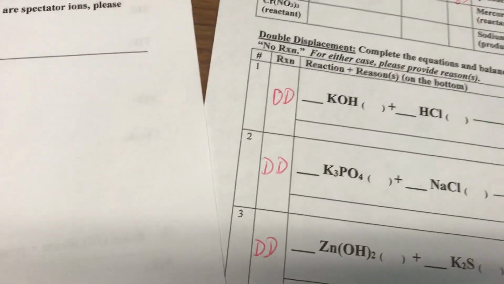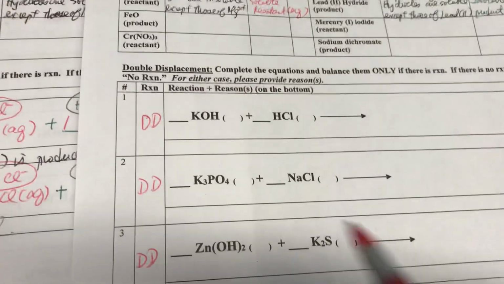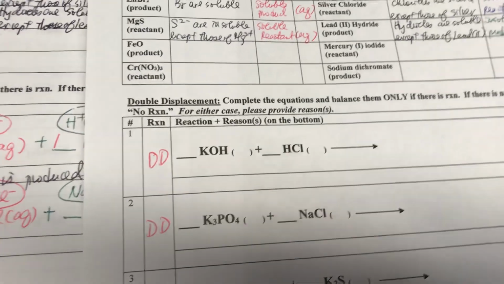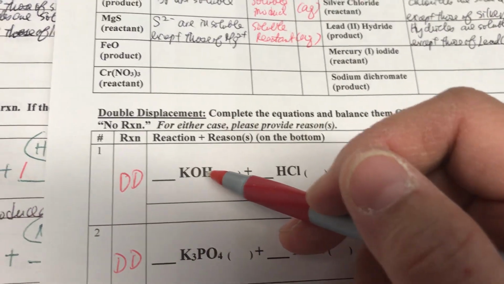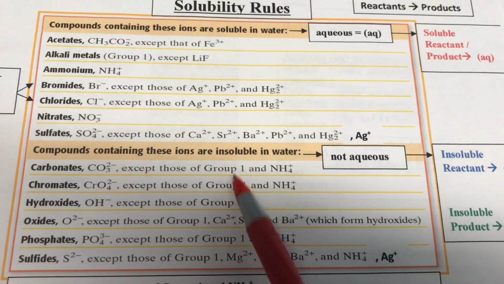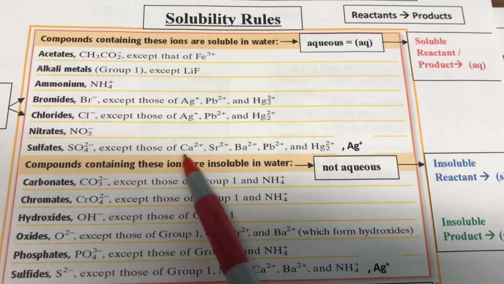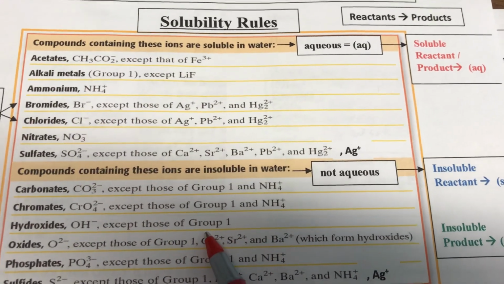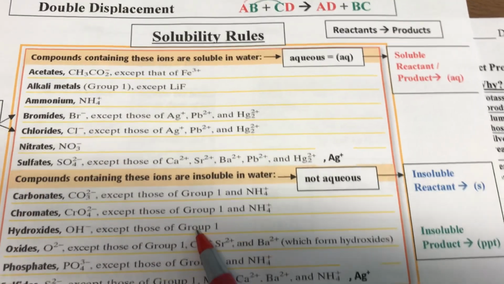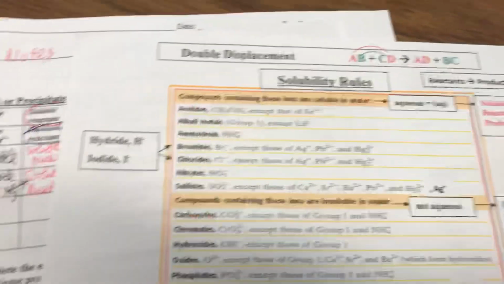Okay. Now I'm going to do number 1, 2, 3. First of all, you need to identify them. They are double displacement because they are solid and solid, they are compound and compound. And then you're going to look up KOH, a hydroxide. You're going to check the state. Hydroxides are insoluble except with group 1. So that means it is soluble because K is group 1. So it's going to be AQ.